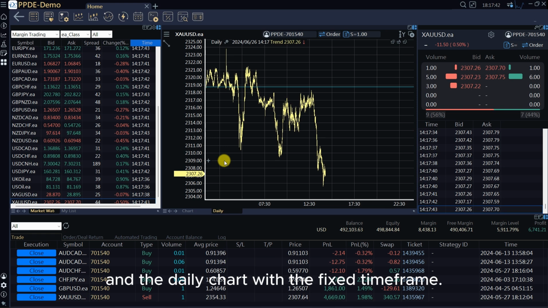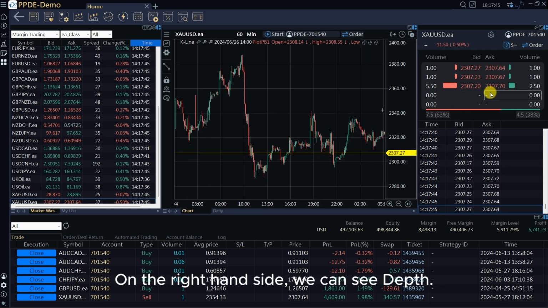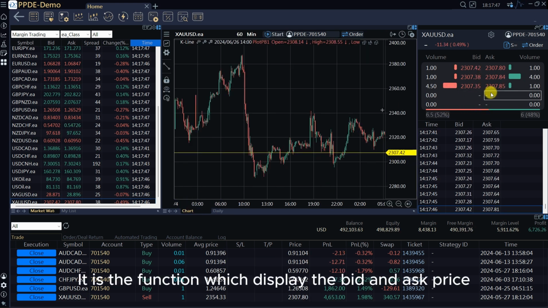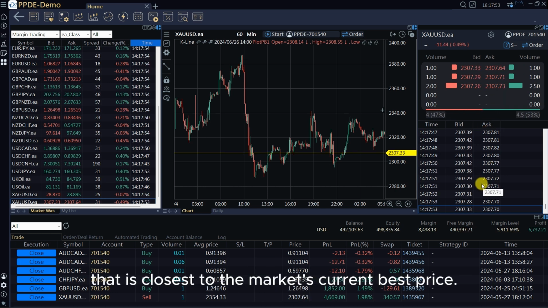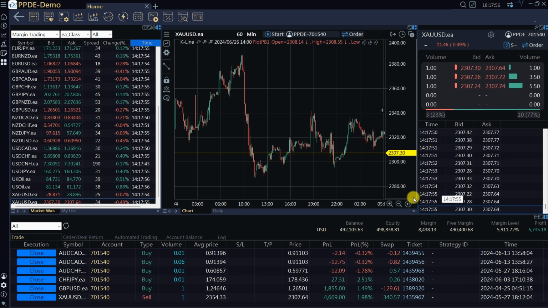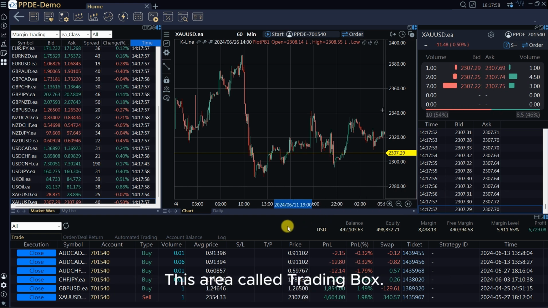fixed time frame. On the right-hand side, we can see depth. It is the function which displays the bid and ask price for a specific instrument in a multi-layer manner that is closest to the market's current best price. This area is called Trading Box.